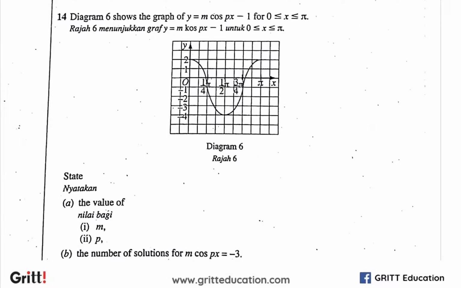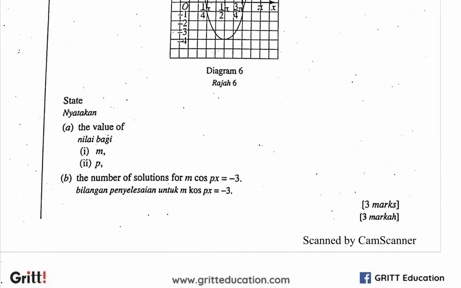14. Diagram 6 shows the graph of y equals m cos px minus 1, where x is between 0 and pi. So this part here is our main focus. The formula is quite important, and they show you the graph of how the trigonometric function plays out. So state the value of m and p.